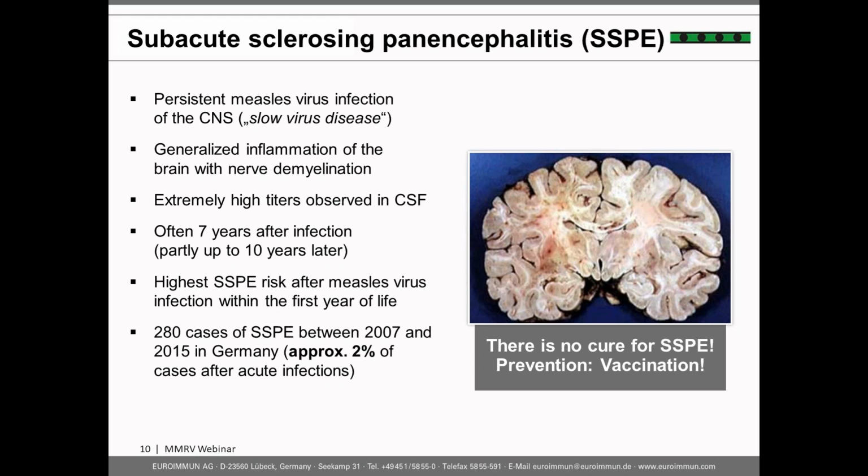The group that seems to be of highest risk to develop this neurological manifestation is kids that had their measles infections within their first year of life. In Germany, between 2007 and 2015, 280 cases were reported for SSPE, which accounts for about 2% of all cases with an acute infection. Unfortunately, there is no cure available for SSPE, so that means prevention in terms of vaccination still remains the one tool that can prevent that disease.